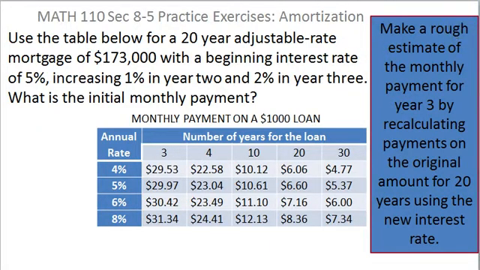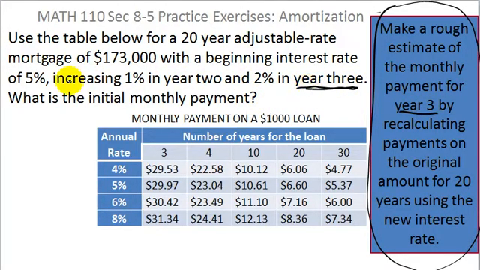Now they're asking this question here. It says make a rough estimate of the monthly payment for year 3 by recalculating the payments on the original amount for 20 years using the new interest rate. Well, we've got to figure this out, though. They say in year 3. Well, that would be here, year 3. It started out 5%. It went up by 1%. That would take it to 6%. And then it went up another 2% in year 3. So by year 3, the interest rate would be 8%.